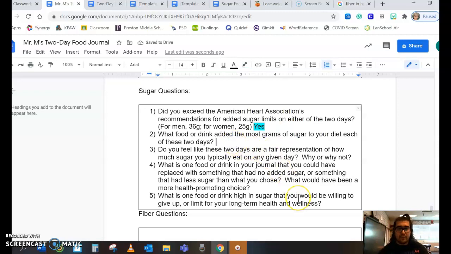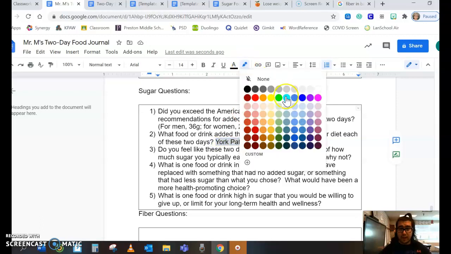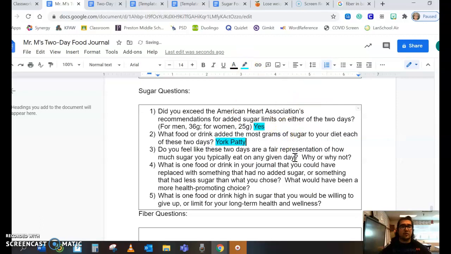What food or drink added the most grams of sugar to your diet each of those 2 days? I did have that York peppermint patty, and that was very high in sugar. I had the York patty. And again, it's sort of hard to see because the answer blends in, which is why I really would like you to highlight all of your answers so I can see them. And so you know that you've done them, and so I know that you've done them all. So we can get those out of the way.